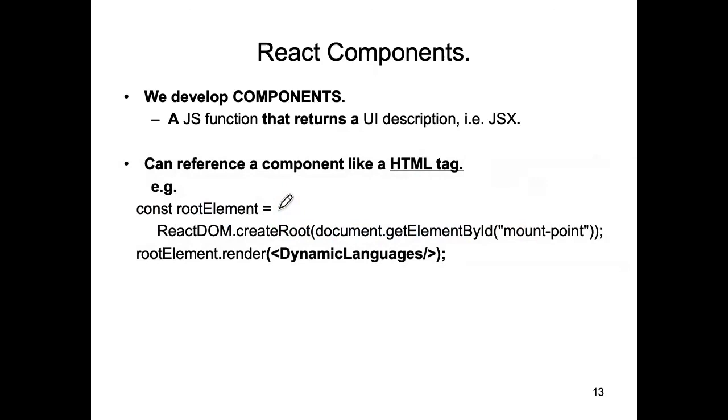And supposing I took the JSX that produced that and put it into a component, and I refer to that component by name as DynamicLanguages, where DynamicLanguages would be the name of the function. Well, I could actually use that function name as if it's an HTML tag. See here, I'm using the HTML opening and closing angle brackets. And that's the way we will be using these functions that are really components, React components.